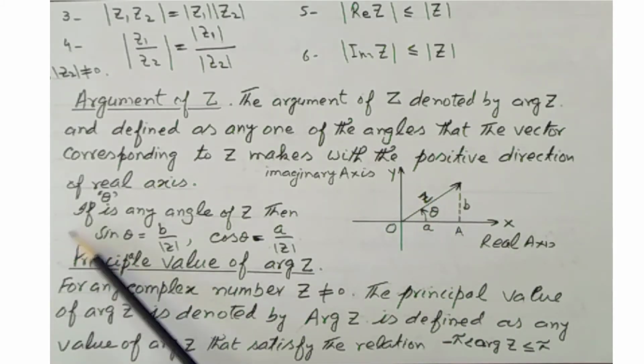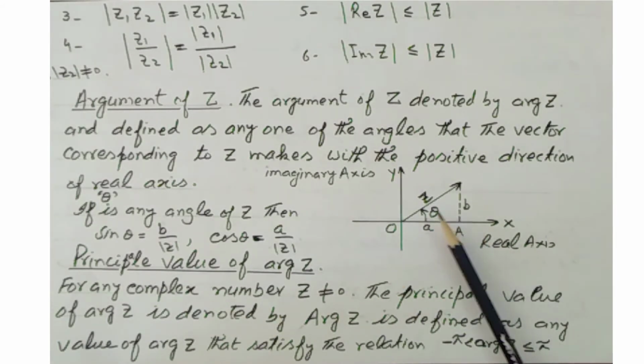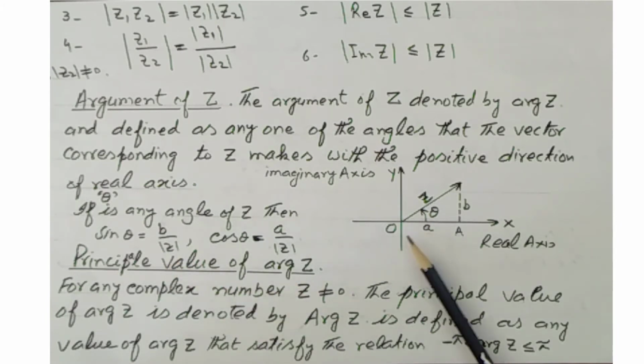So if theta is any angle of z, then from this triangle sin theta equals perpendicular over hypotenuse, that is b over |z|. And cos is base over hypotenuse, so cos theta is equal to a over |z|.